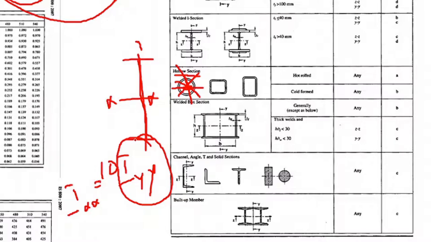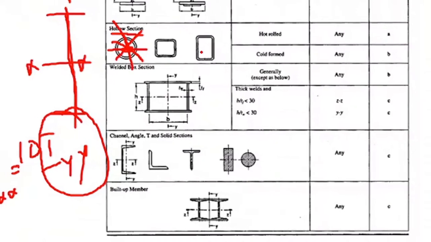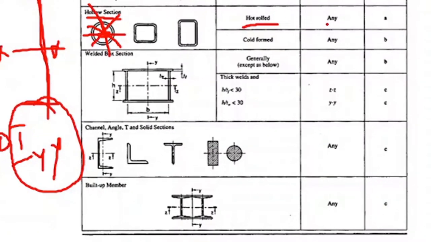So the best economical cross section in a column has almost equal moment of inertia in any axis you take in the cross section. This circular column satisfies that. So it is an economical column compared with any other cross section. That is also one of the reasons we use more circular columns in steel structures these days. For hollow sections, if it is hot rolled, the moment of inertia can be about any axis, and its buckling class is A. If it's cold formed, even for any axis, the buckling class is B.